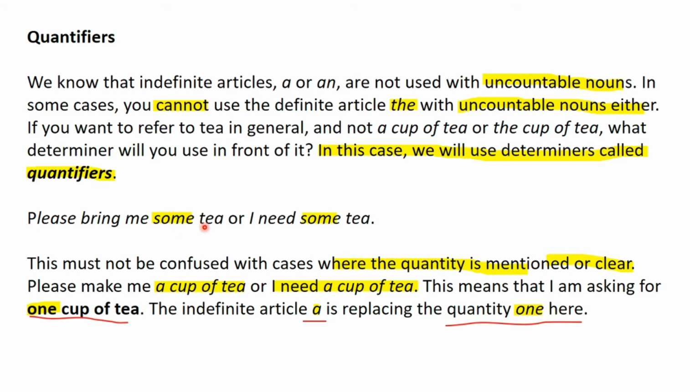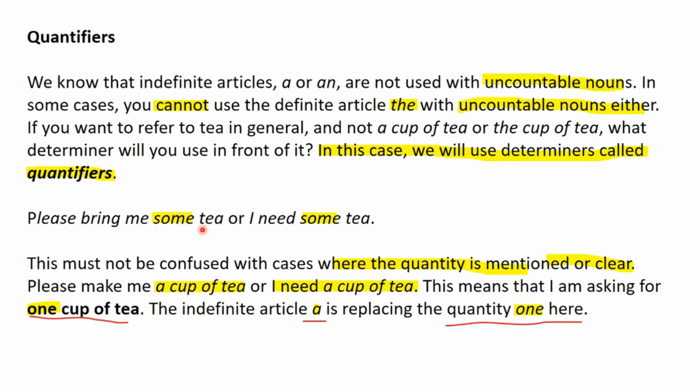Take the example of tea. When I say please bring me some tea or I need some tea, in this case we will add a quantifier to the noun phrase tea, because I cannot say please bring me the tea or please bring me a tea. Tea is an uncountable noun, and in this case we will have to use quantifier with it. So we have used this quantifier some with the noun phrase tea.